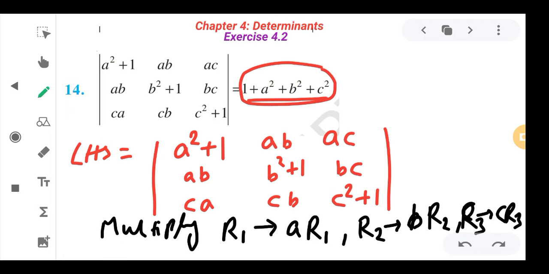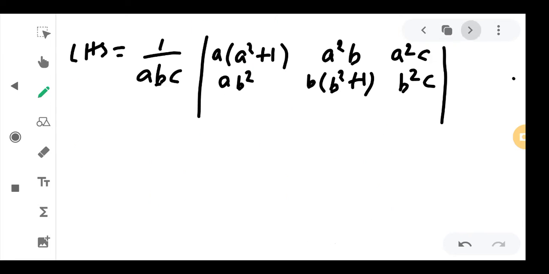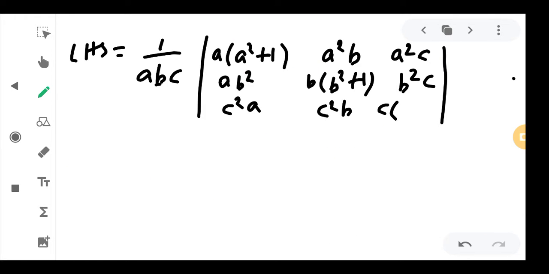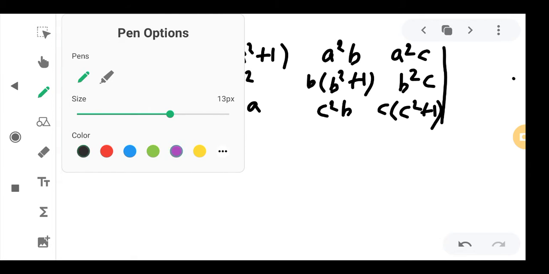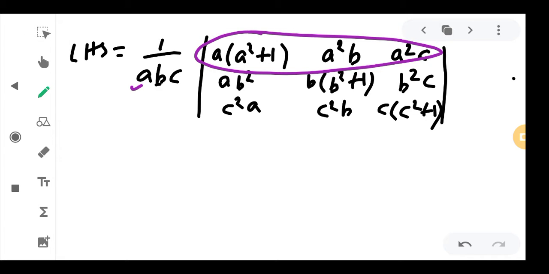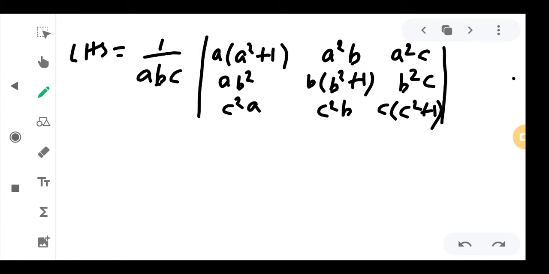Okay, and I will multiply this row with c. So what will happen to this? C square a, correct? Then c square b, and this term will be c into c square plus 1. So I multiplied the first row with a, and I divided with a to make this balance. Okay, because if anything like a is there, I can take it common. So observe, a little bit of observation will be needed.